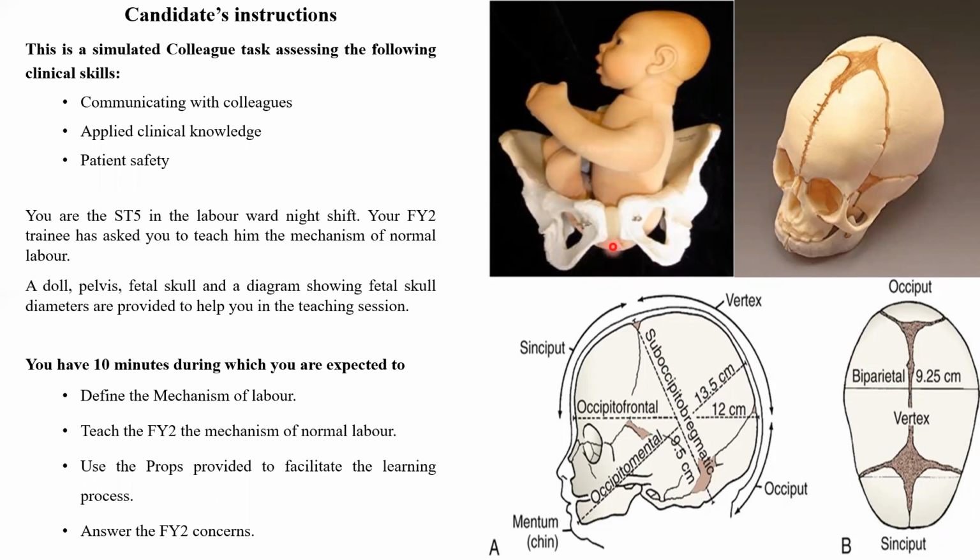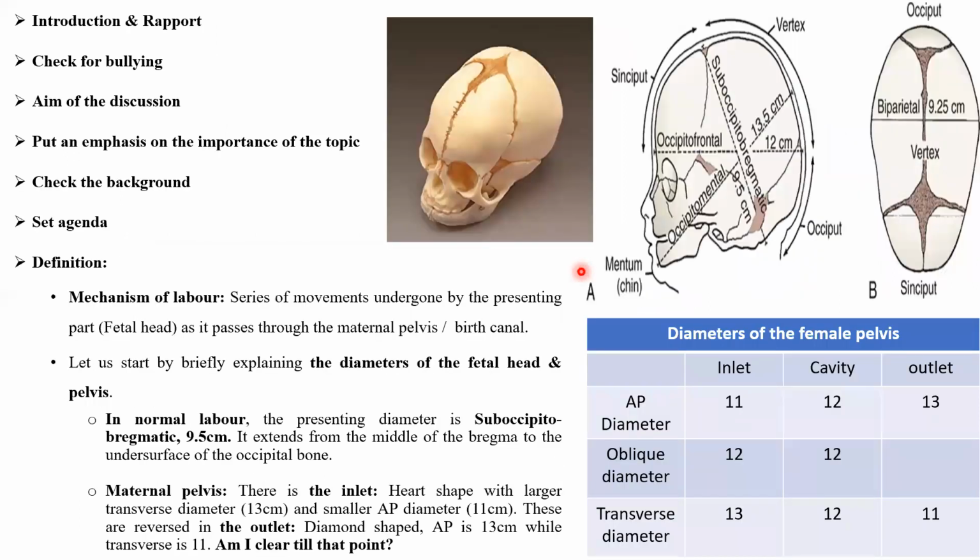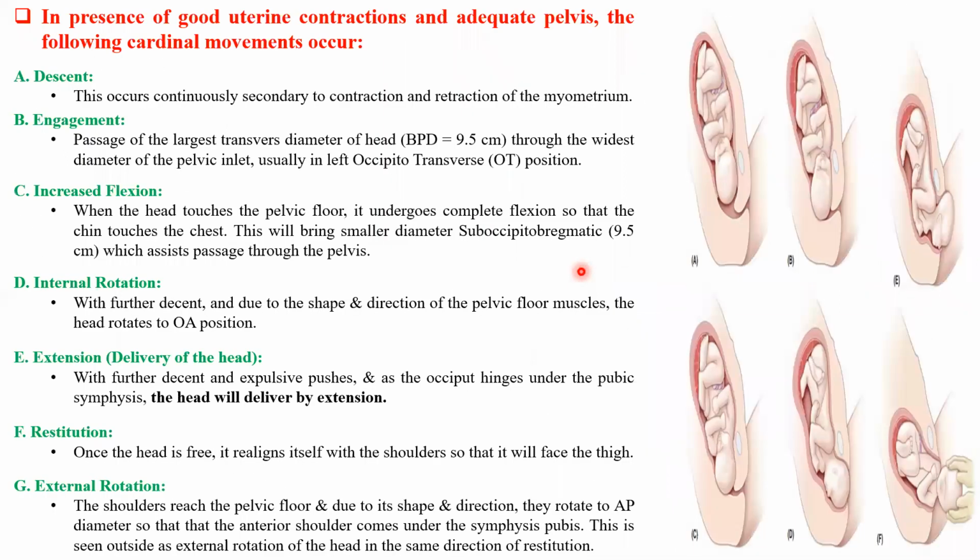It will be 13 centimeter, and the transverse diameter will be 11 centimeter. Am I clear so far, Sam? Do you have any questions so far? So can you tell me what is the largest diameter of the inlet? You will say the transverse diameter, it is 13 centimeter. Excellent, Sam. Perfect, Sam. So now we will go to the steps of normal labor.